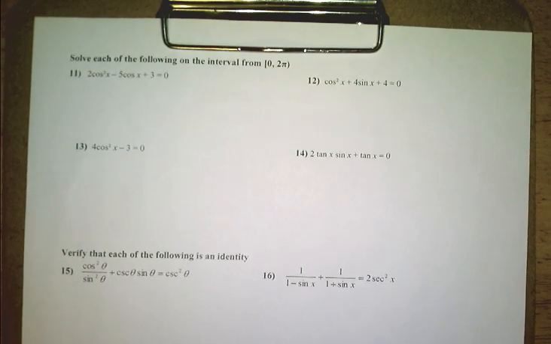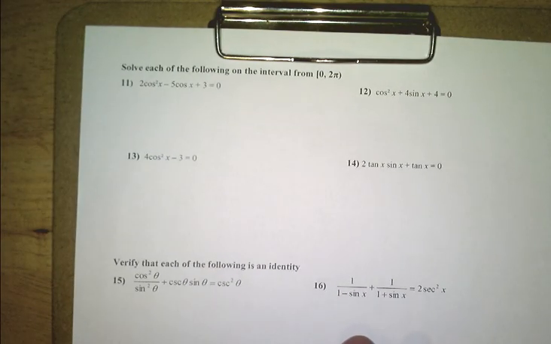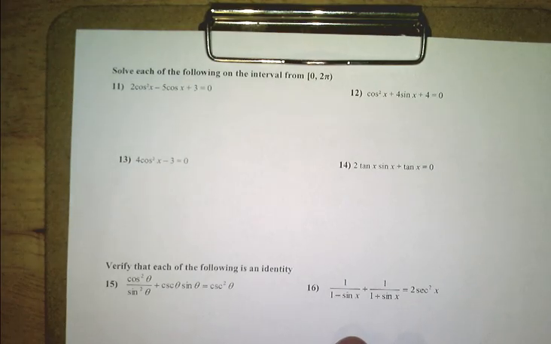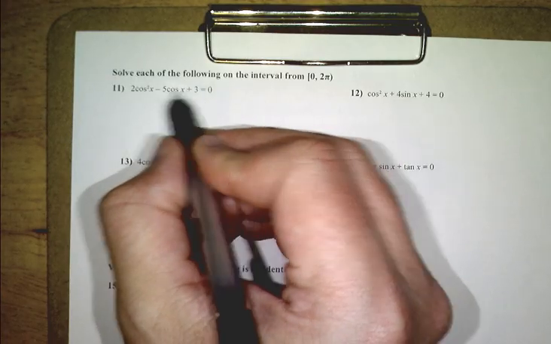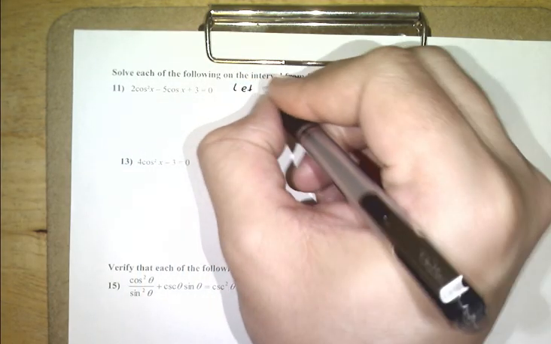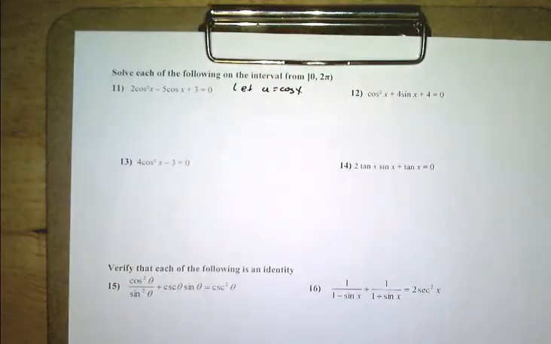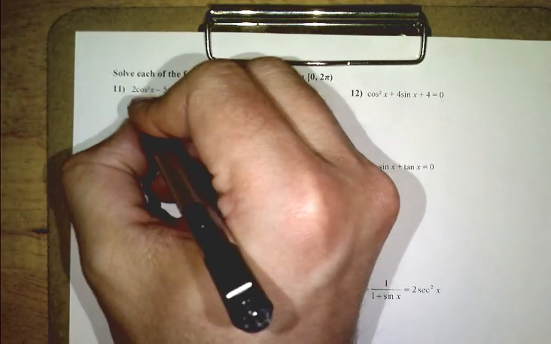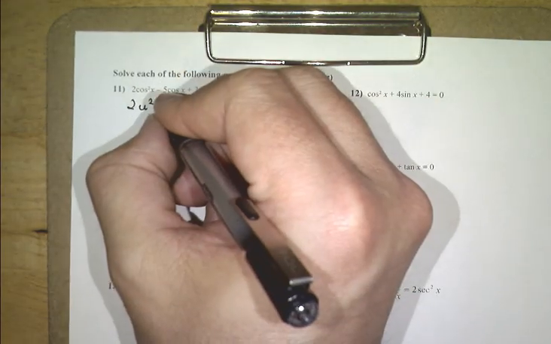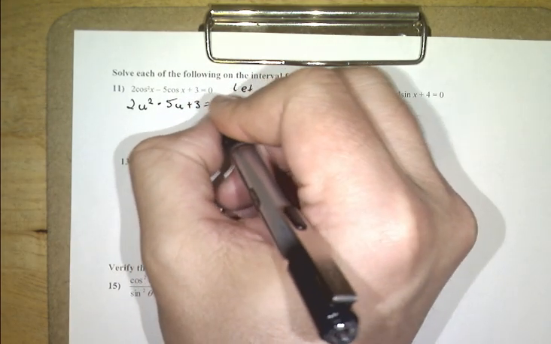Okay, the final page. So let's see what we got here. Solve each of the following on the interval from 0 to 2 pi. Okay, so let's see here. This is a quadratic. I have a cosine squared, and I'm going to do the u substitution here. Let u equal cosine of x. So that's going to give us 2u squared minus 5u plus 3 equals 0.